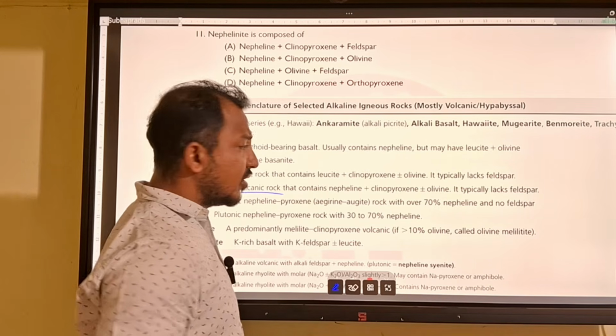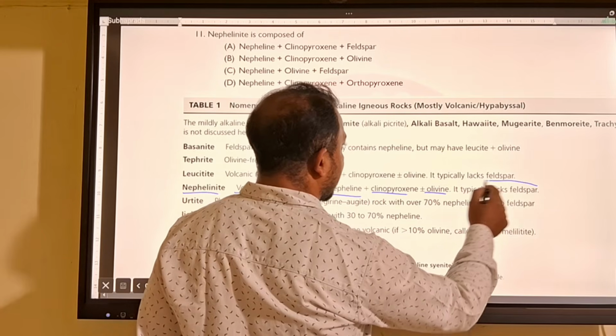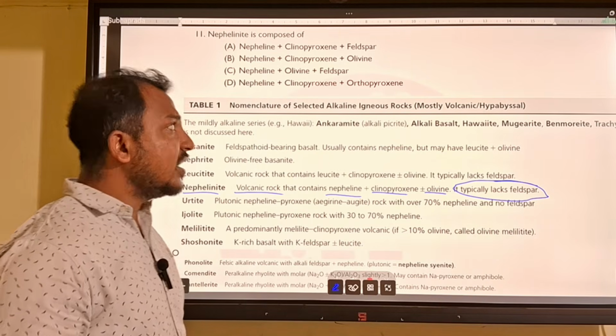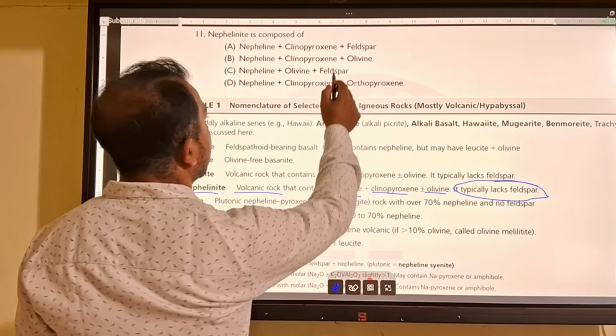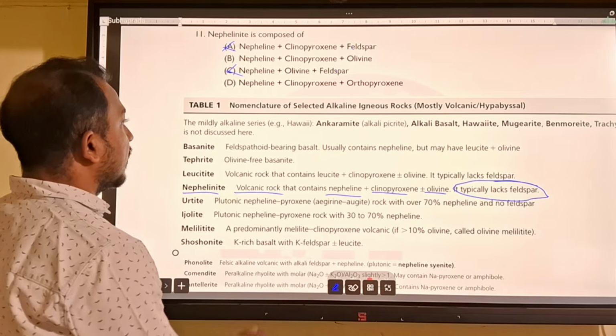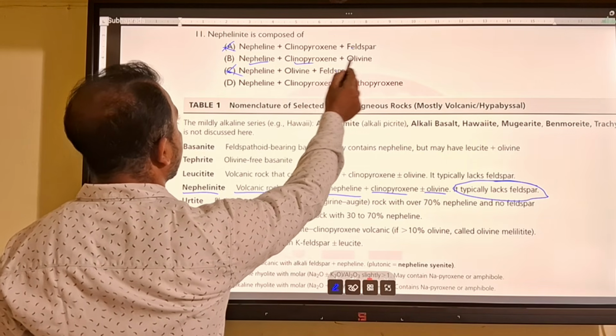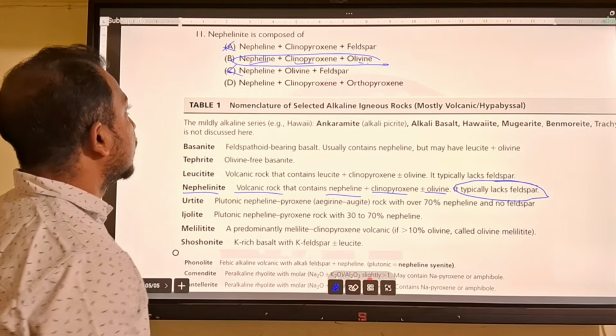It is a volcanic rock that contains nepheline, clinopyroxene, and olivine, but it lacks feldspar. So it doesn't contain any feldspar. So in our options, these two will be discarded because they contain feldspar. Then we have nepheline, clinopyroxene, olivine. This will be the correct option because it contains olivine and nepheline.